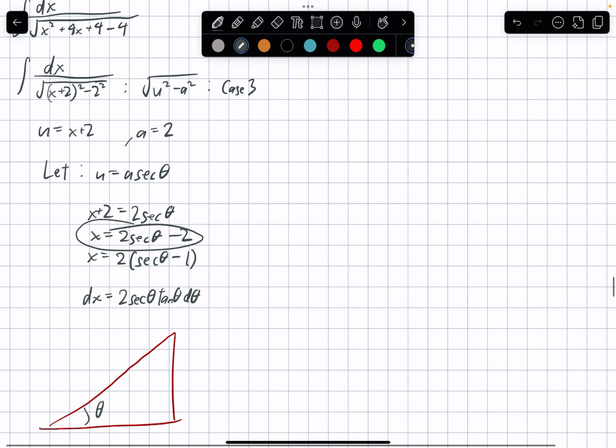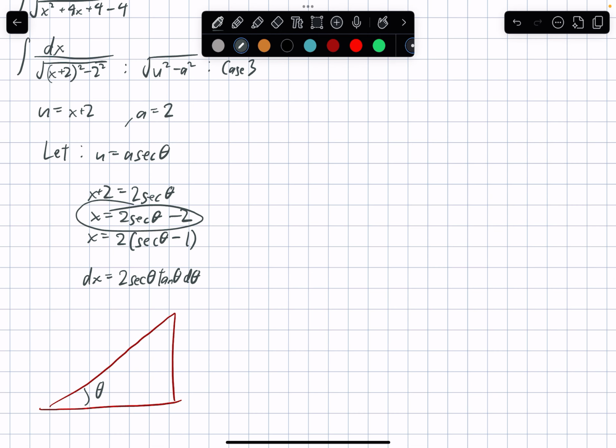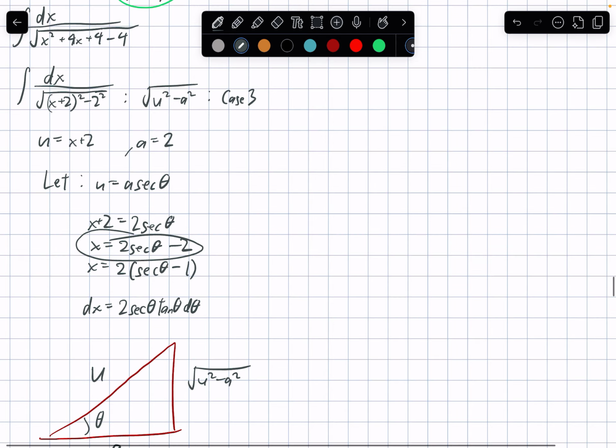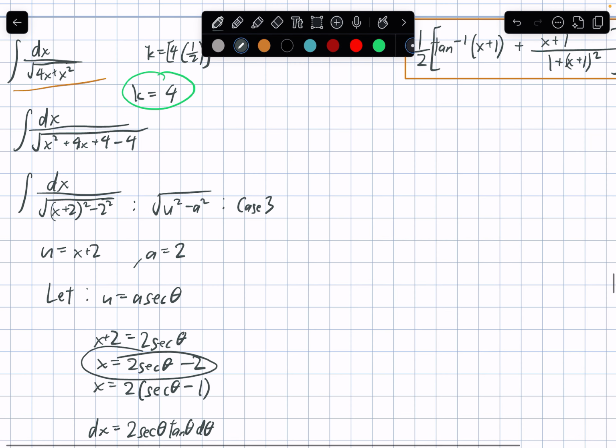Since this is case 3, u will be here, a will be here, and the square root of u squared minus a squared is at the opposite. Okay, so now let's substitute. Dx is 2 secant theta tan theta d theta over square root of 4 times our x is 2 secant theta minus 2.